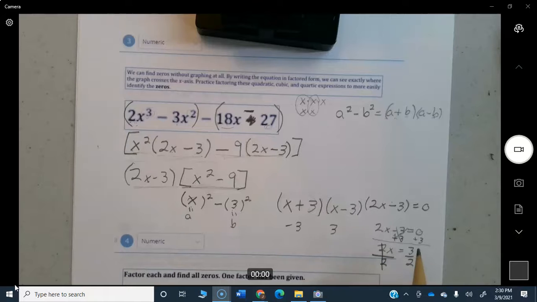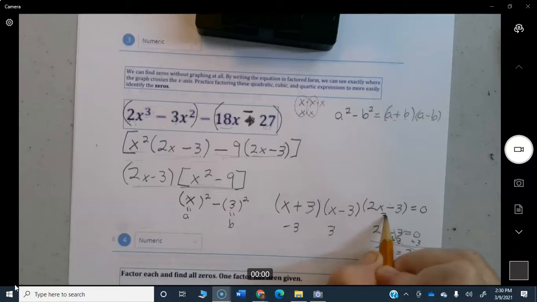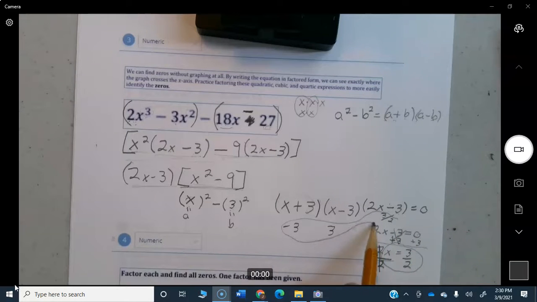This cancels. And you end up with x equals 3 halves. So 2 times 3 halves minus 3 will equal 0. Okay, so this one's going to be 3 halves. So here are your answers right there. Let me write it a little more clearly down here.